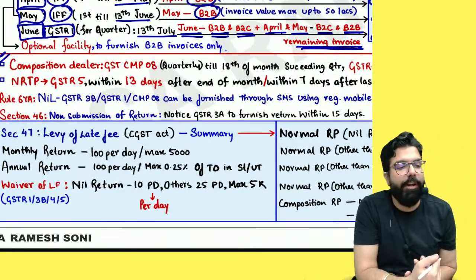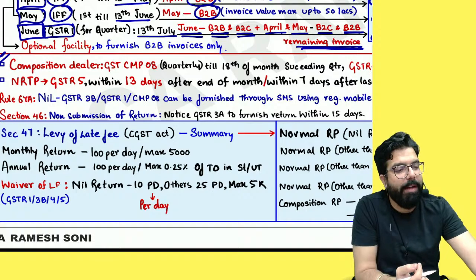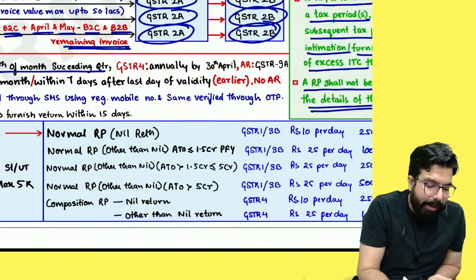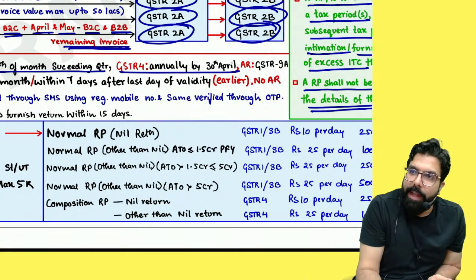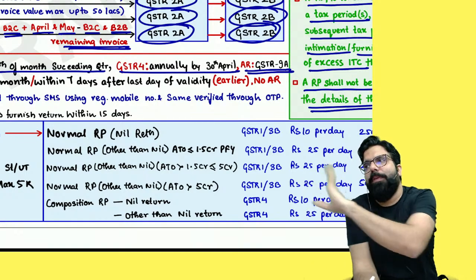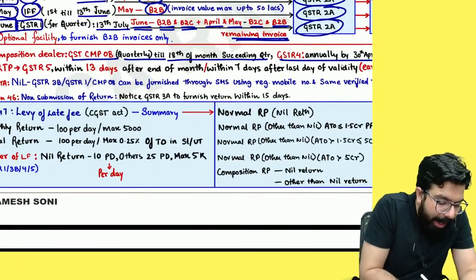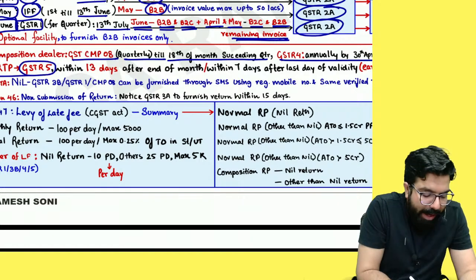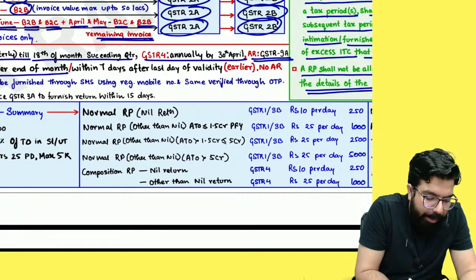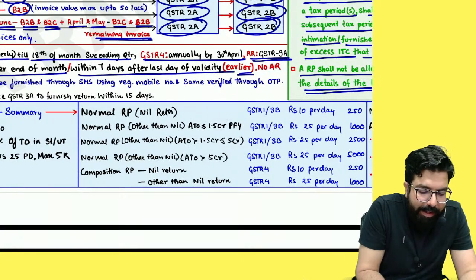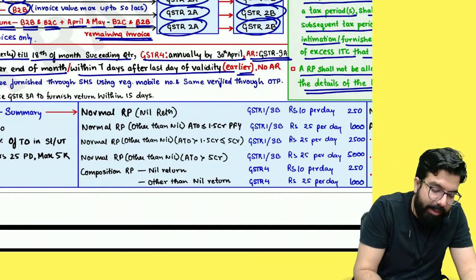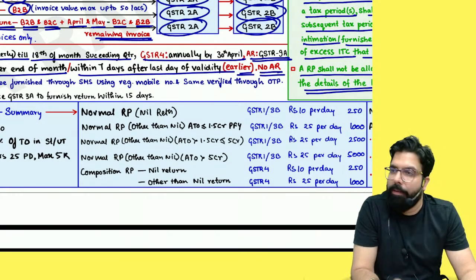Can you tell me composition dealer? I think you guys already know. Composition dealer, what is the return to be filed, everyone? CMP 08 quarterly till what date? 18th. GSTR 4 by 30th of April and annual return GSTR 9A by what date? 31st of December. NRTP's return is GSTR 5 within how many days? 13 days after the end of the month or within 7 days after the last day of the validity of the registration, whichever is earlier, and they don't have any annual return.